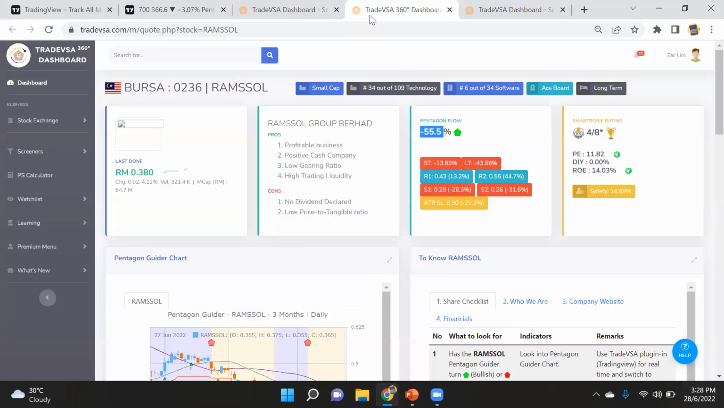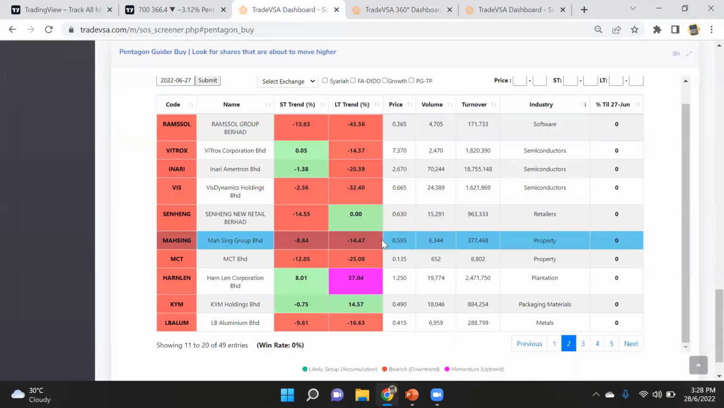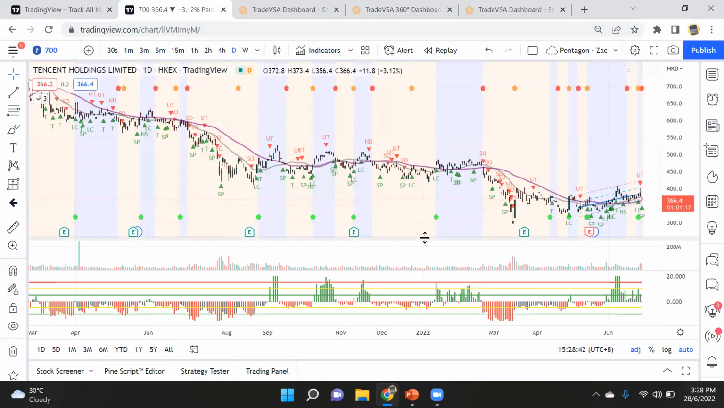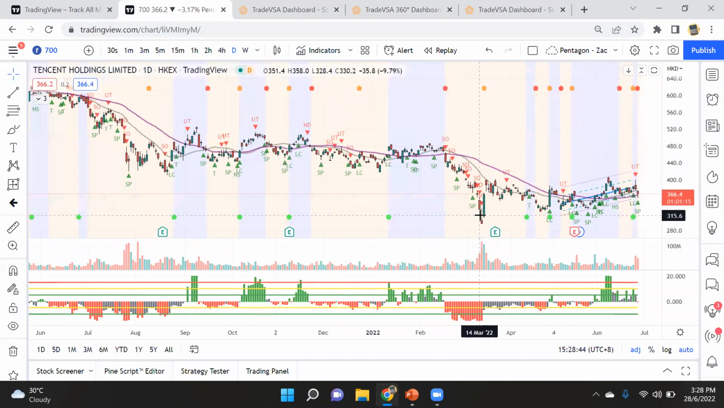So far we have 2 good counters. One is Penta, one is REMSO. I think REMSO's change of trend is quite obvious overall, in terms of the setup. Penta actually really changed. Now they are moving sideways.